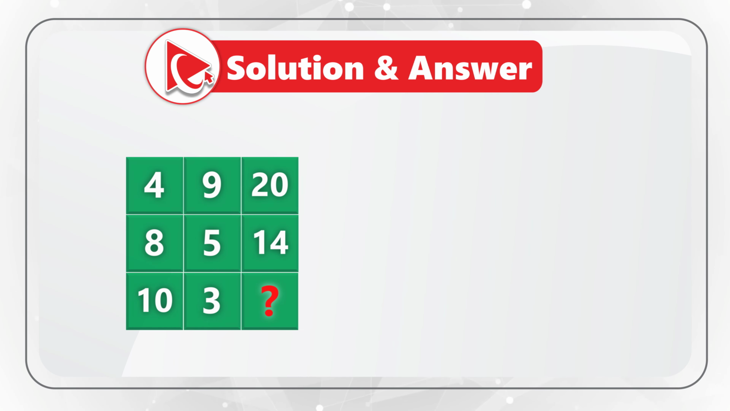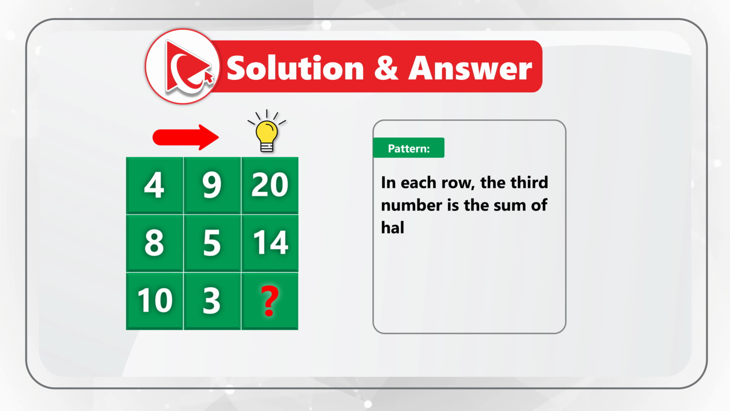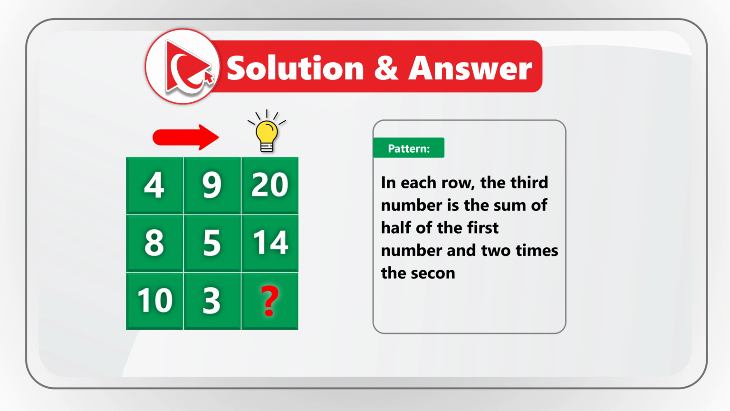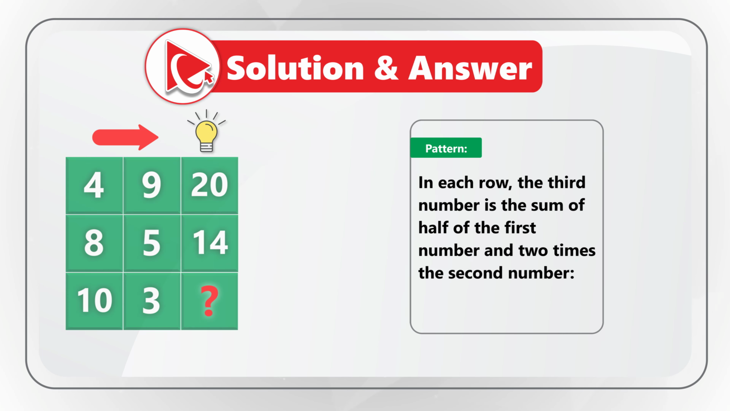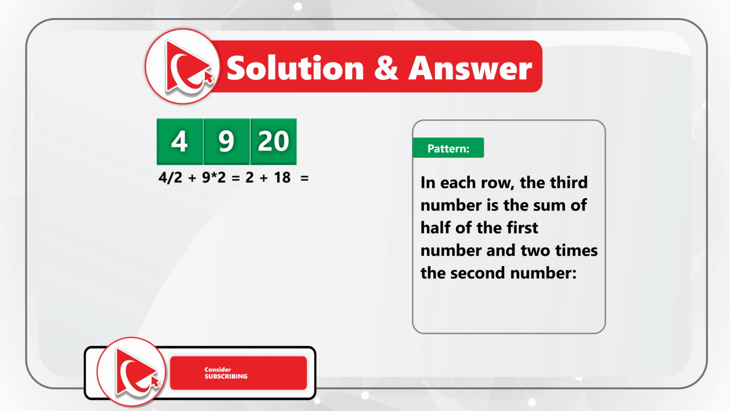And the pattern here is that the manipulation with the left and the middle number calculate right column's number. Basically, in each row, the third number is the sum of half of the first number and 2 times the second number. Let's look at the specific calculations. The first row has numbers 4, 9, and 20. 4 divided by 2 plus 9 multiplied by 2 equals 2 plus 18 and equals 20, which is exactly the number in the third column.